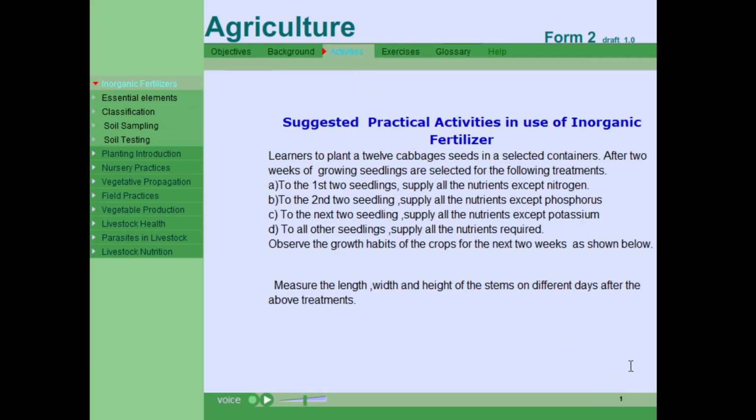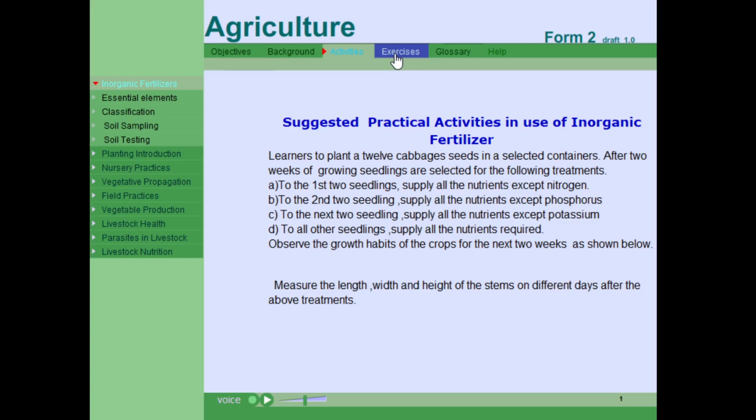Suggested practical activities in inorganic fertilizer. Learners plant 12 cabbage seeds in selected containers. After 2 weeks of growing, seedlings are selected for the following treatments. To the first 2 seedlings, supply all the nutrients except nitrogen. To the second 2 seedlings, supply all the nutrients except phosphorus.